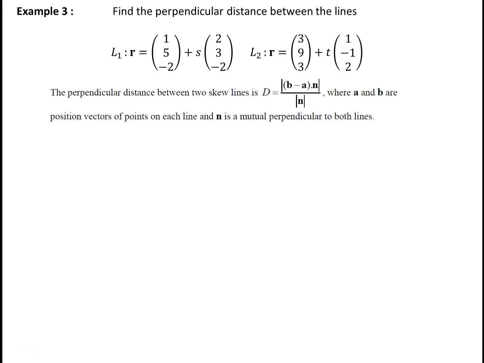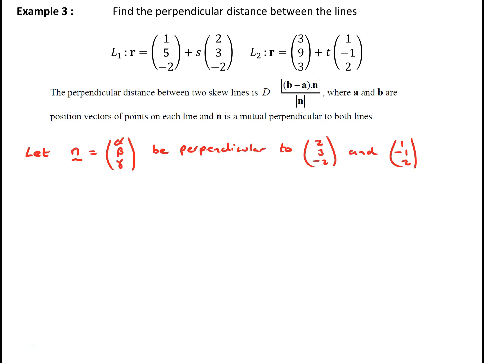So we need a vector which is perpendicular to both (2, 3, -2) and (1, -1, 2). Let's suppose the vector (alpha, beta, gamma) does the trick for me. Then (alpha, beta, gamma) dot (2, 3, -2) must equal 0, which means that I've got 2 alpha plus 3 beta minus 2 gamma must equal 0.